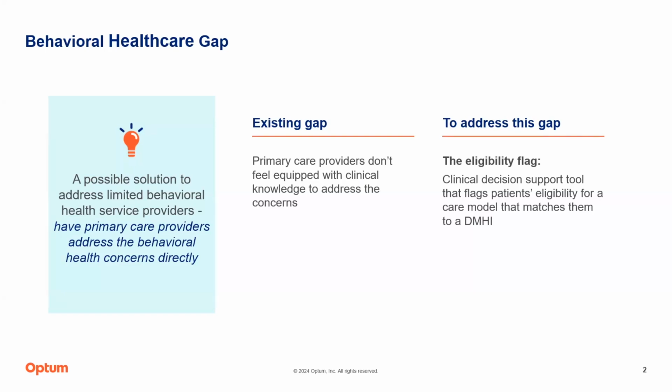One of the possible solutions we think can help our primary care providers is to develop an eligibility flag, which is a clinical decision support tool that will help flag patients as to whether they are eligible for a care model that matches them to a digital mental health intervention. So today I'm just going to briefly talk about the methods we used to develop this eligibility flag.